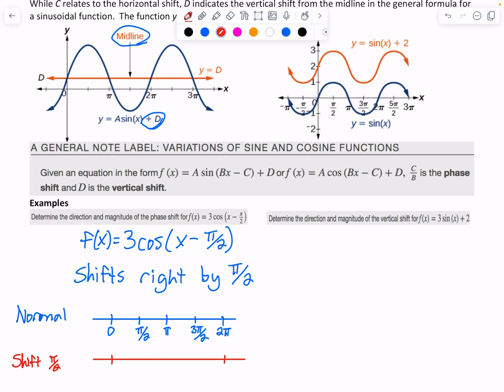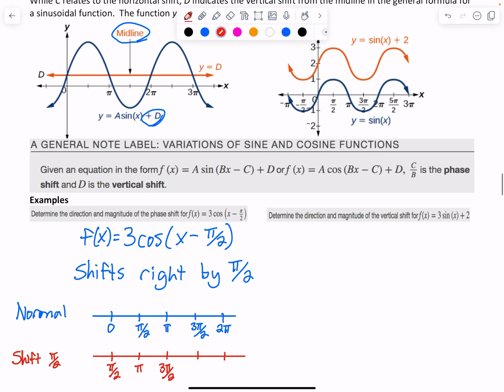If I have to shift everything to the right pi over 2, I'm going to add pi over 2 to everything. So pi over 2, I mark my same lines. And all I'm doing is shifting them over. So pi over 2 is going to become pi. Pi, I add pi over 2, I get 3 pi over 2. These are nice little additions. You may have to use a calculator, a common denominator, and all that. This becomes 2 pi. And then if I think about 2 pi, that's 4 pi over 2, so the next one's going to be 5 pi over 2.